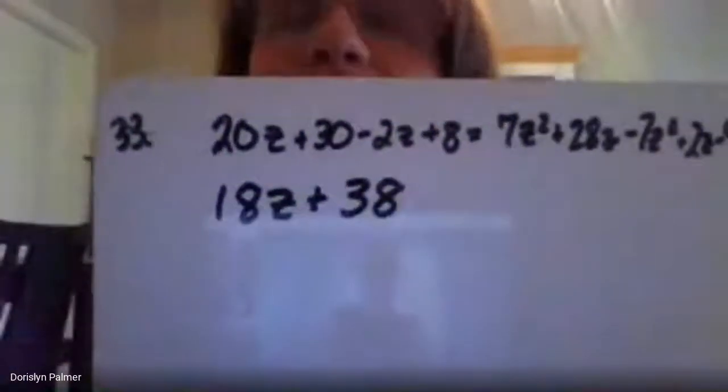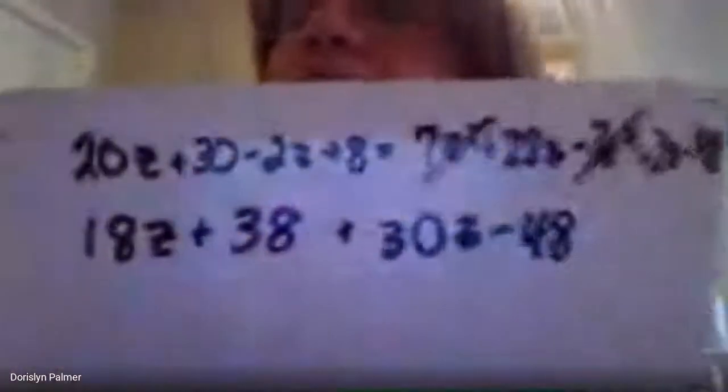Okay. We're going to combine like terms. So we put together the 20z minus 2z. That's just 18z plus 38 on the left. Okay, now the left doesn't look that bad. On the right, the 7z squares will cancel out. And we have 30z minus 48. All right. Now it doesn't look too bad at all.